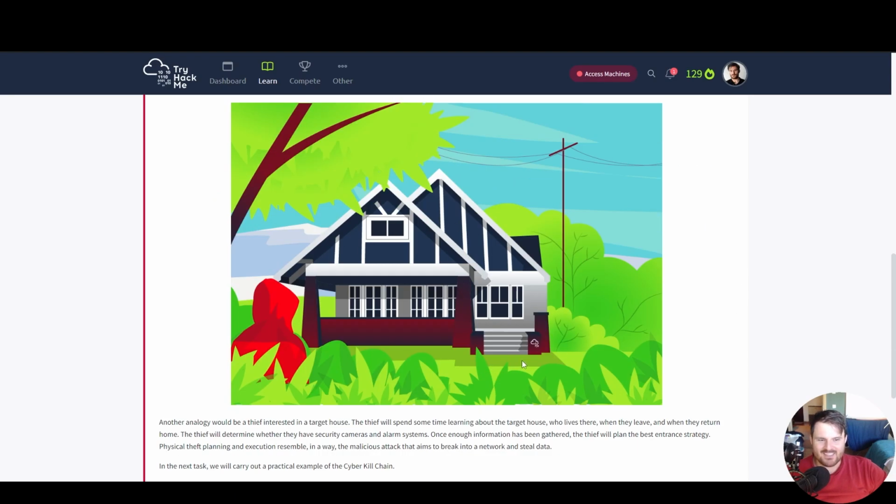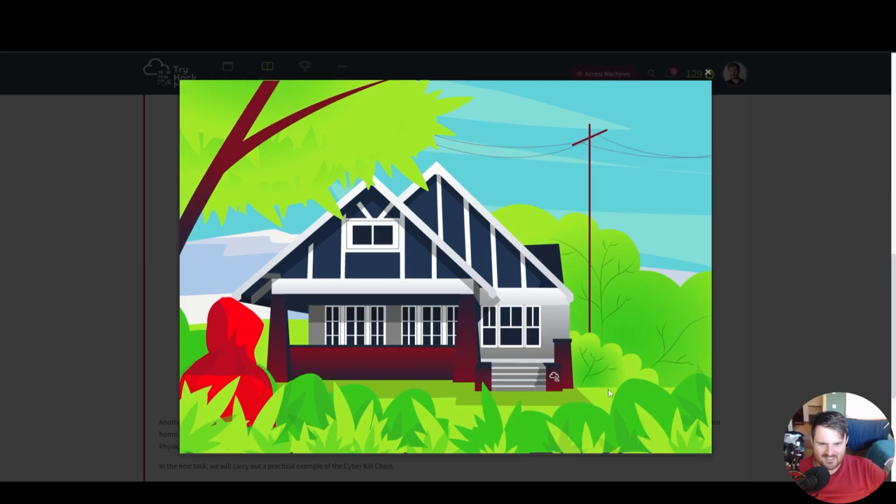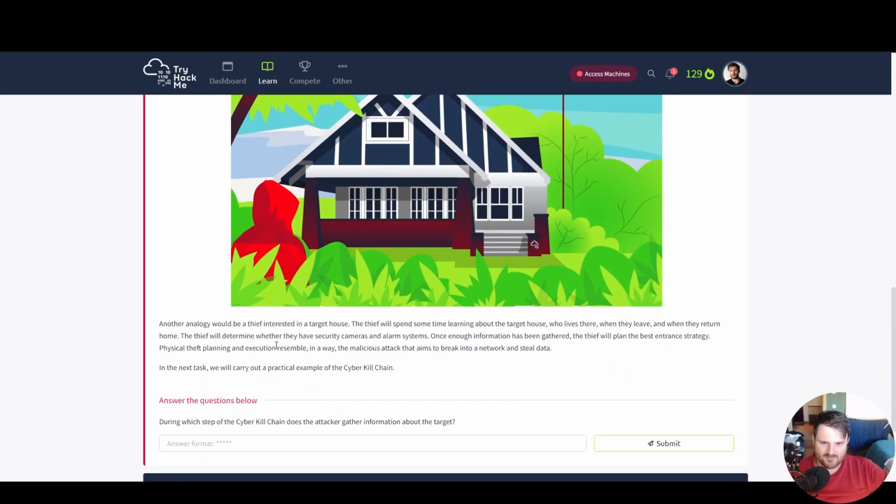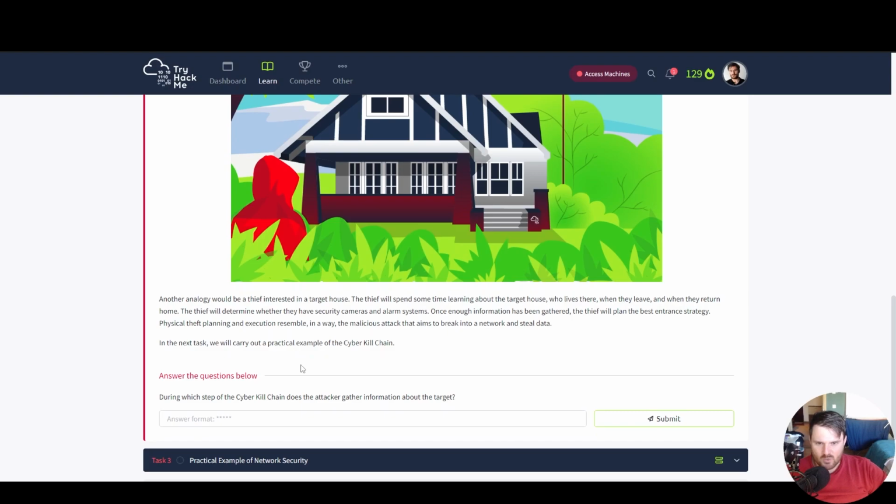Here we can see a house, a TryHackMe logo right there. And here we can see, let's say, a hacker that is watching a house, right, in order to gain information, to learn about this environment. Another analogy would be a thief interested in a target house. The thief will spend some time learning about the target house, who lives there, when they leave, and when they return home.